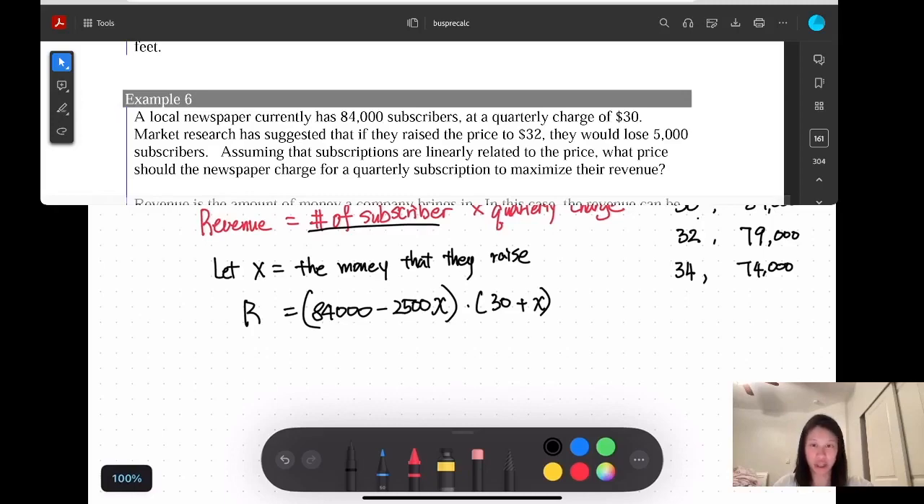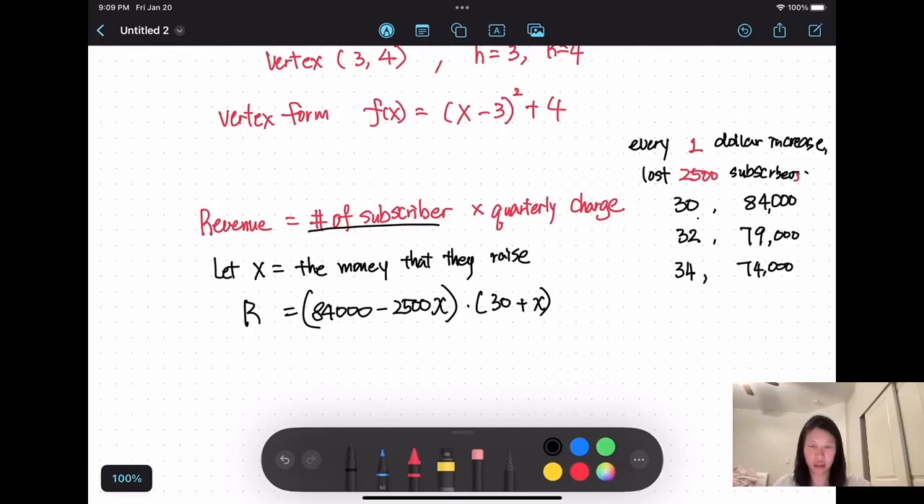Let me disable this. Okay, so how do we FOIL this?